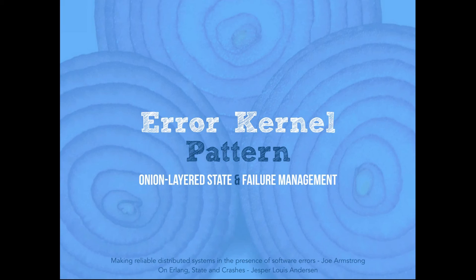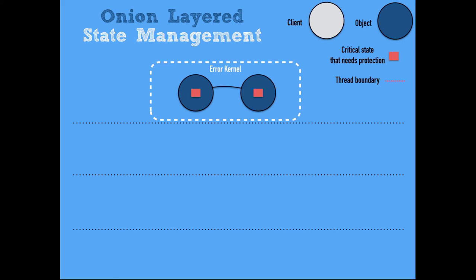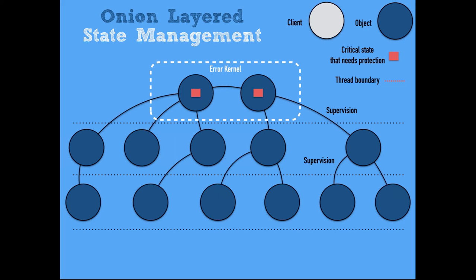So let's look at an example of that, what I call onion layered state management. Okay, so we have a system here, and in this system we put our critical state in what we call the error kernel. And as I said, we always delegate work to subordinates. We have these layers of protection that can do signaling and observation and management of failure and also escalation if needed. So for example, if a client comes in here and does a request to this service. Let's see if my animation works here.